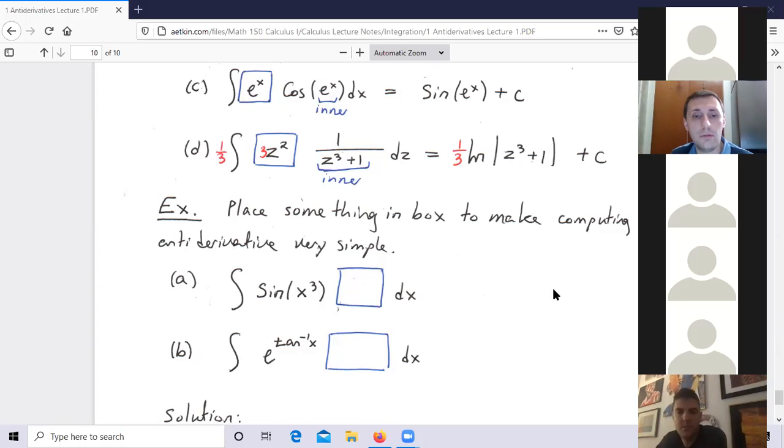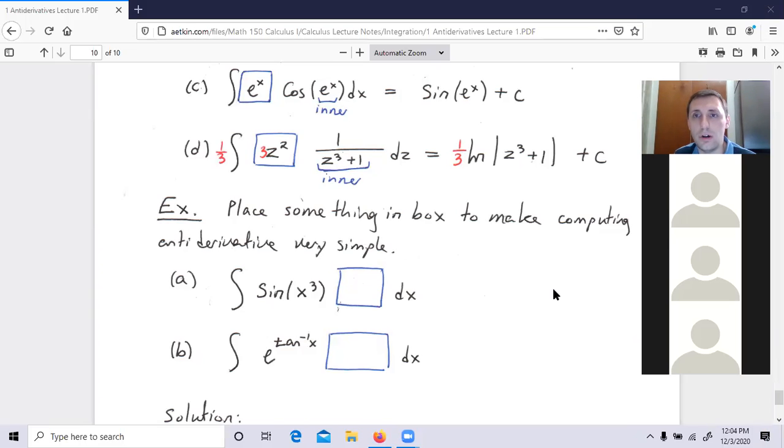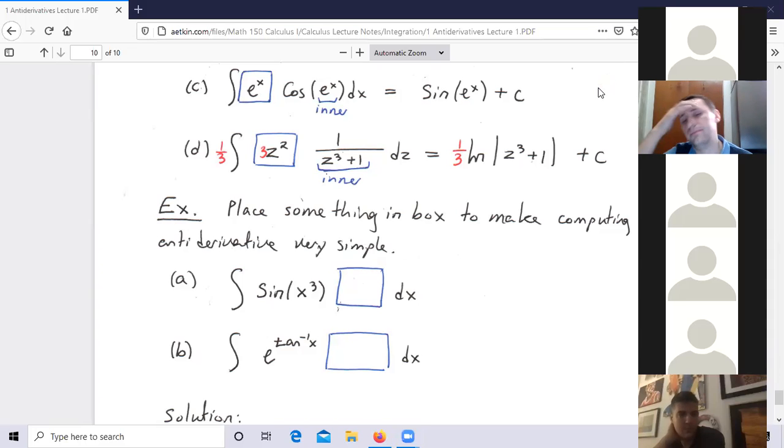So A, what do I place? Again, guys, I only saw a few answers. Why not more of you? I've seen 2 people answer. There are 30 people here. What do you place in this box to make it easy?